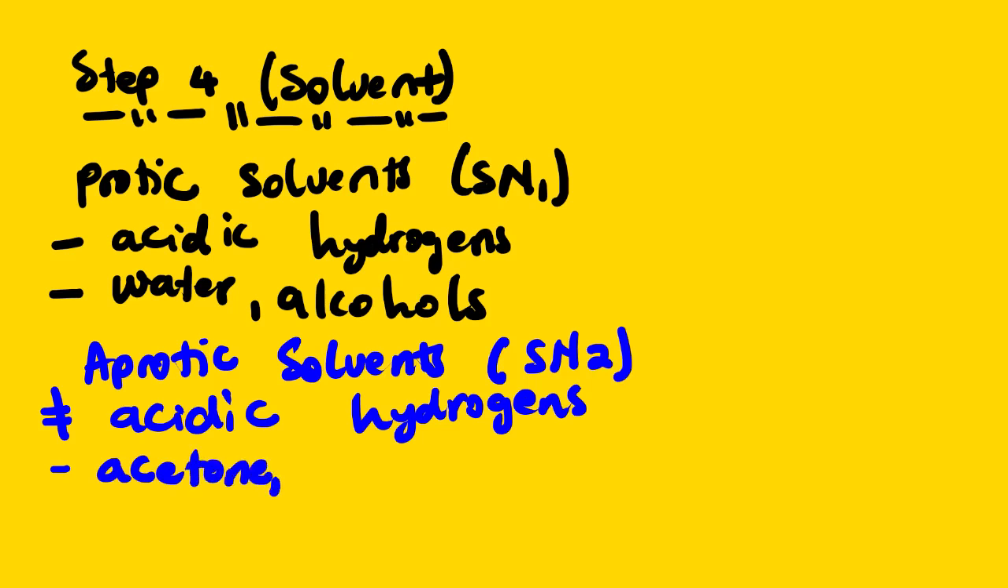Examples are acetone, acetonitrile, we have the crown ethers, we have the dimethyl formamide. The name is actually complicated. You will have to forgive me for that pronunciation. So this is step number 4 that we should also consider when we are dealing with identifying whether it is SN1 or SN2.